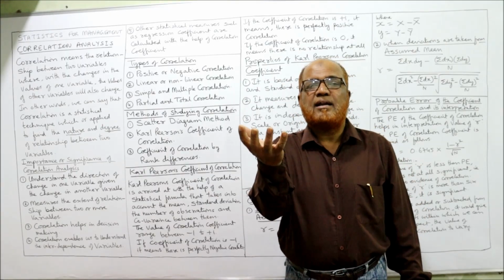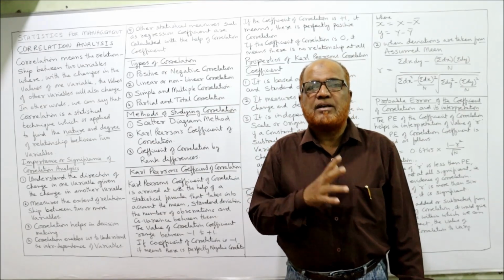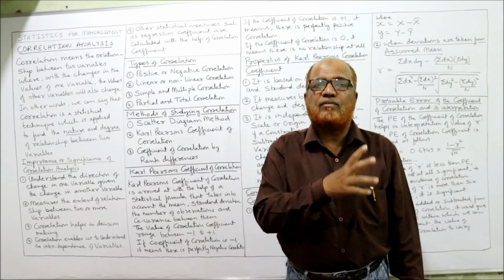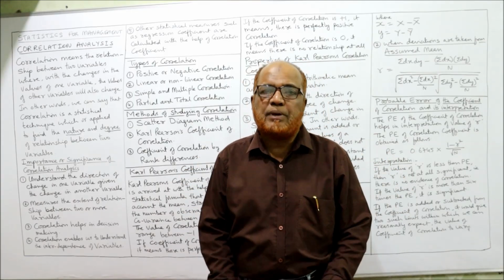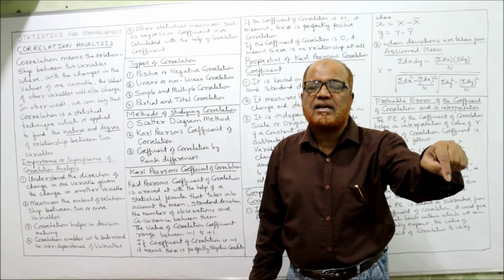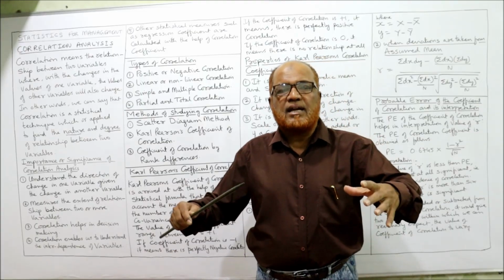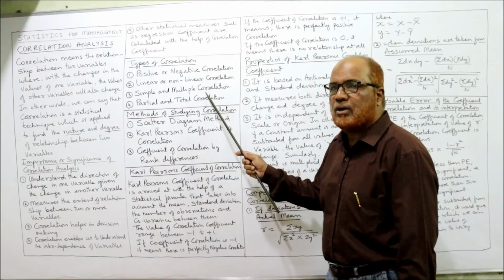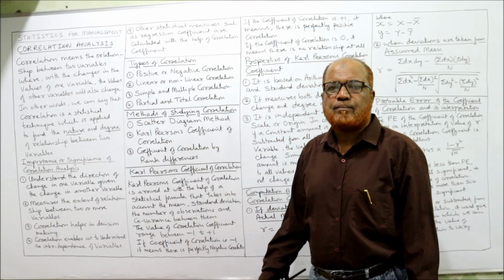Example, sales do not depend only on advertisement. Sales depend on the price of the product. Sales depend on the income of the people. Sales depend on the taste and fashions of the people. That means the sales are affected not only by advertisement, but by n number of factors. So if we study the relationship among all the factors, it is called multiple correlation. If we study the effect of only two variables, it is called simple correlation.